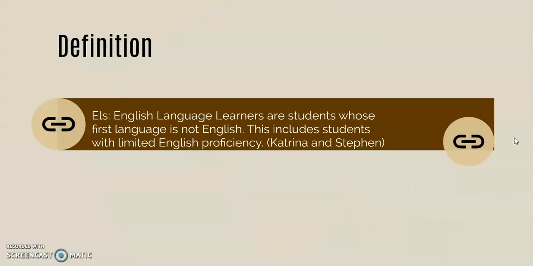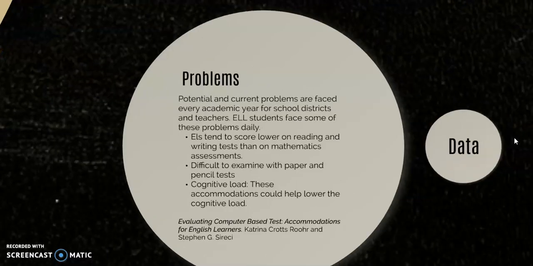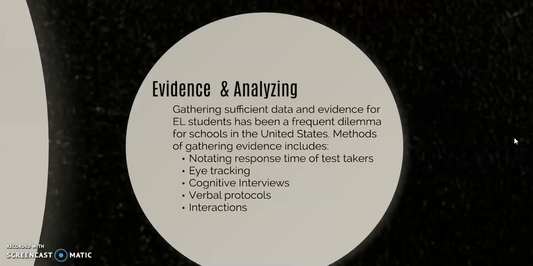The definition of English language learners is students whose first language is not English. This includes students who have limited English proficiency. Some potential problems that they face are that they tend to score lower on different kinds of tests. It's difficult for them to take exams on pencil and paper, and their cognitive load is lower compared to others.